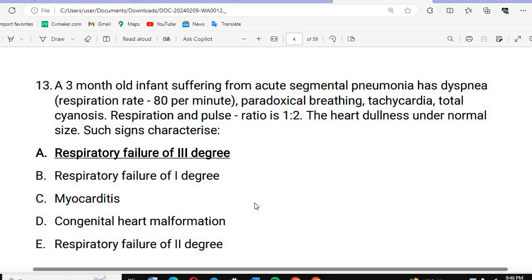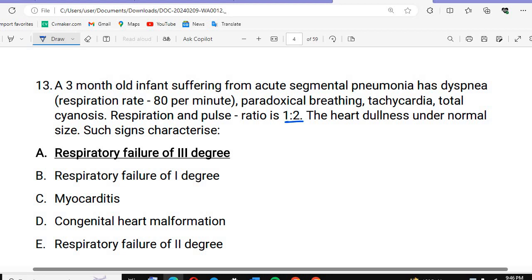So a 3-month-old infant is suffering from acute segmental pneumonia, has dyspnea, and the respiratory rate is given, that is 80 per minute. There is paradoxical breathing, there is tachycardia, there is total cyanosis. Respiration and pulse ratio is 1:2. The heart dullness is within the normal size, such sign characteristics.